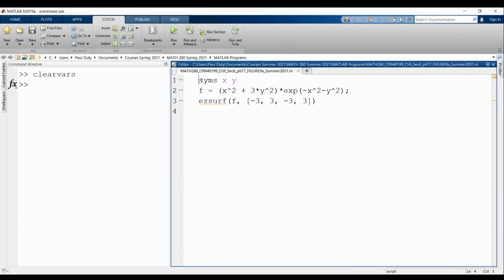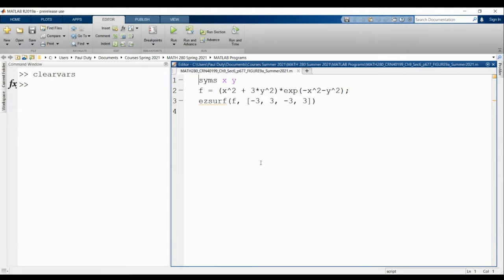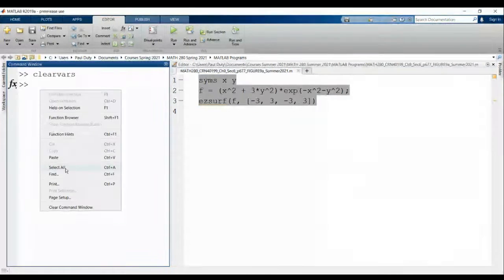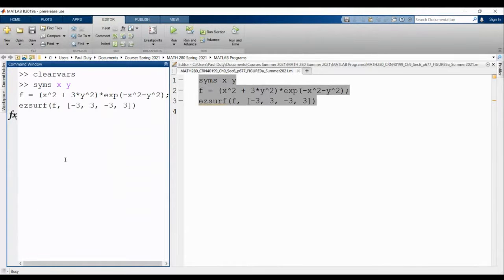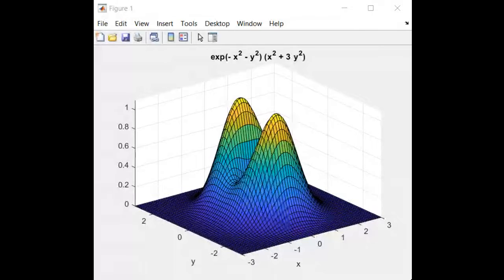And I'm going to take this program here. I'm going to copy it, and I'm going to paste it in the command window, and up comes a graph. So if you go to here, you should see this.